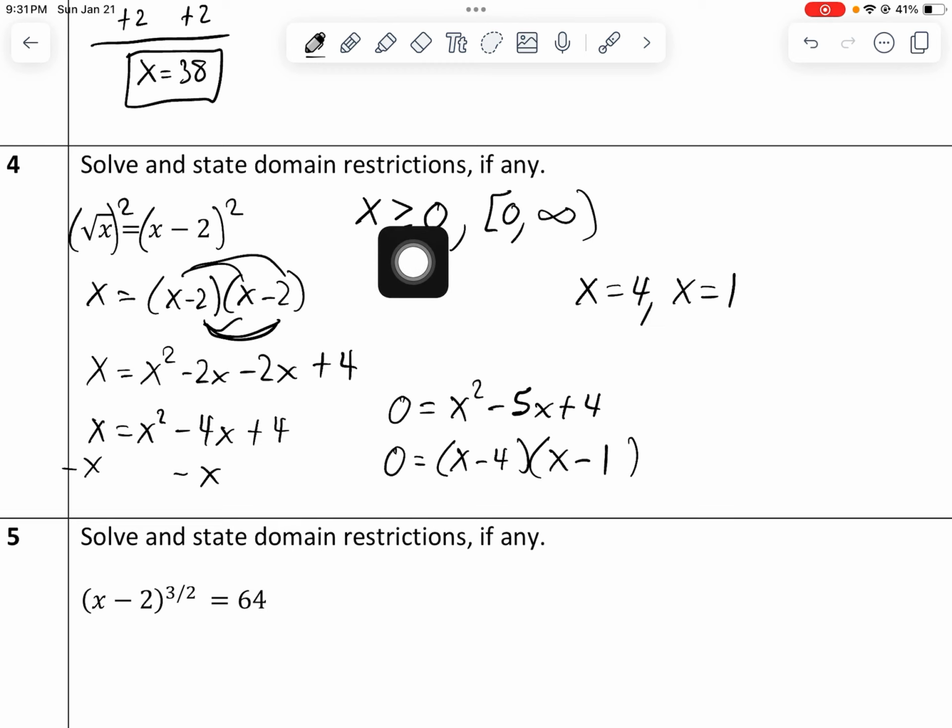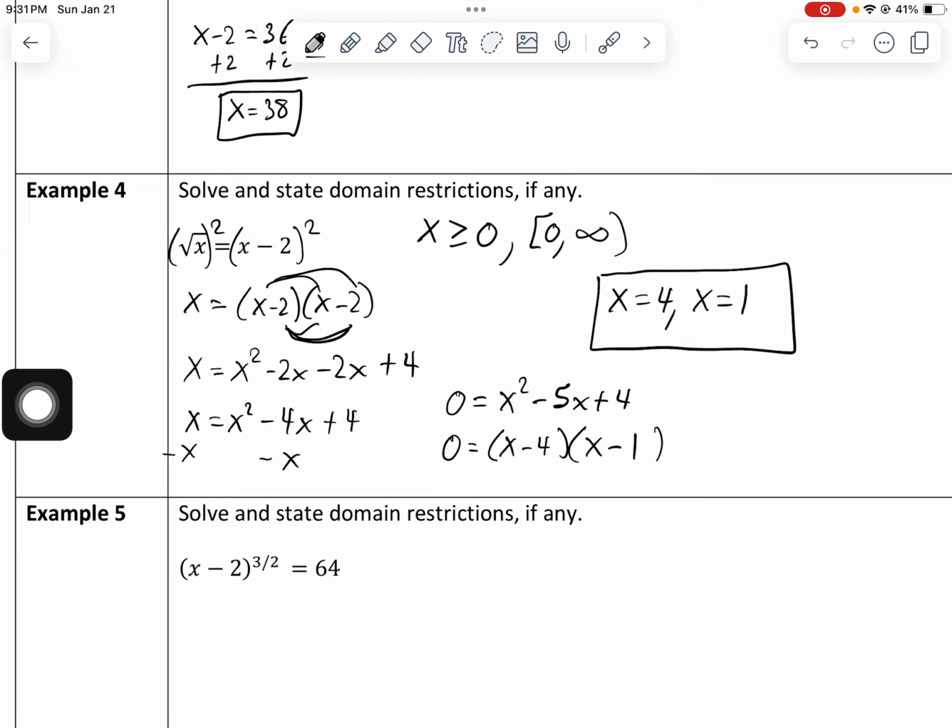I'm going to quickly double check those two answers with my restrictions. They're both bigger than 0, so they work. These are viable solutions.